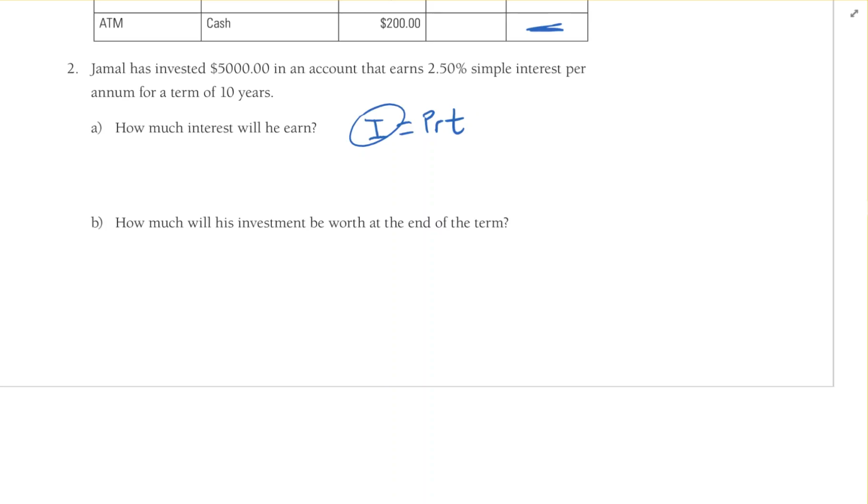Okay, and then 2B says how much will his investment be worth at the end of the term. So now we're not looking for I, I maybe gave you too much there. So we're looking for the total, right? So go ahead and answer 2B now.